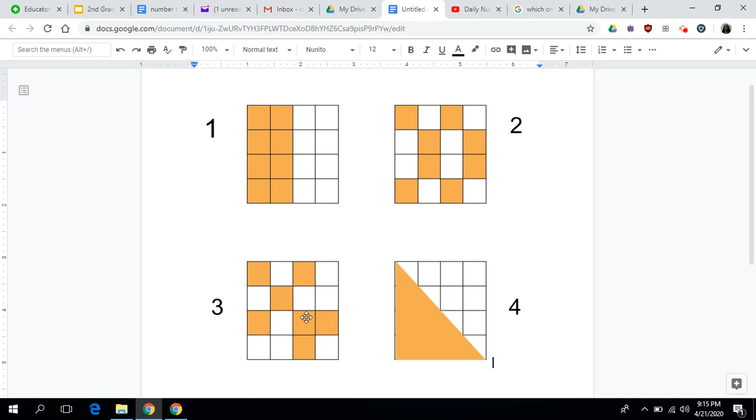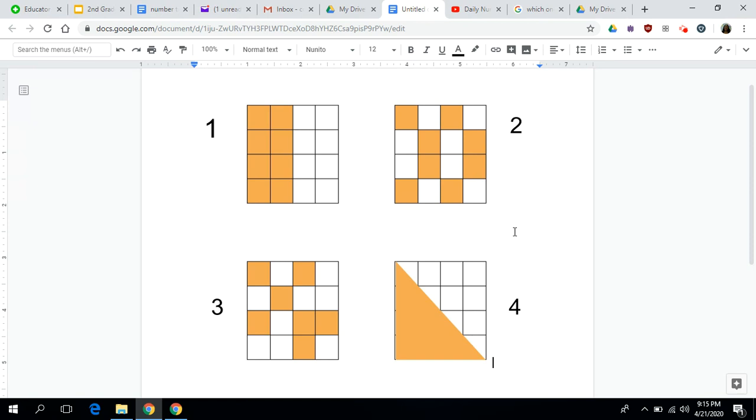As I look down here, I notice that there are only 7 shaded in boxes for box number 3. So that one is not worth 1/2. When I look at box 4, even though it's in a triangle shape, I can tell that half of this square is shaded in. So I'm going to say number 3 does not belong because it does not represent 1/2 of the square, unlike numbers 1, 2, and 4, which do represent half of the square. So that's one reason for why numbers 3 and 4 would not belong.